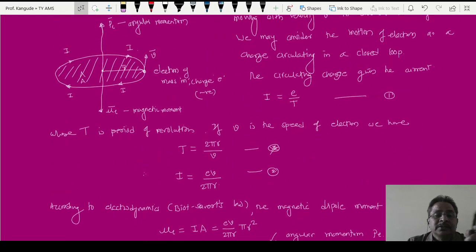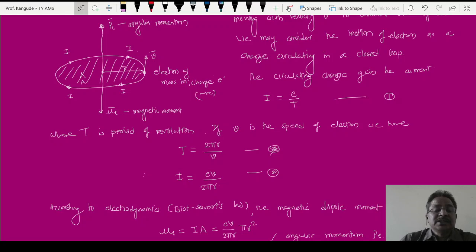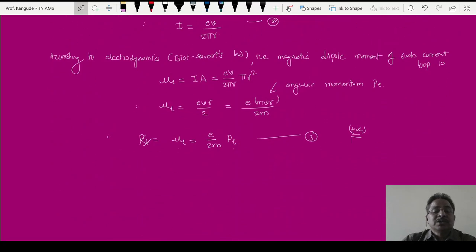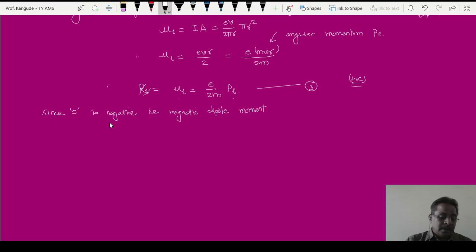So again look at the diagram. This diagram shows the direction of P L, the angular momentum, because of this type of circular motion of the electron inside this orbit, and the magnetic moment produced in this case is shown in the opposite direction to P L, because the electron has a negative charge. That is the reference of that particular diagram. So right here, since e is negative, the magnetic dipole moment mu L is anti-parallel, or opposite, to P L, the orbital angular momentum, as shown in the diagram.